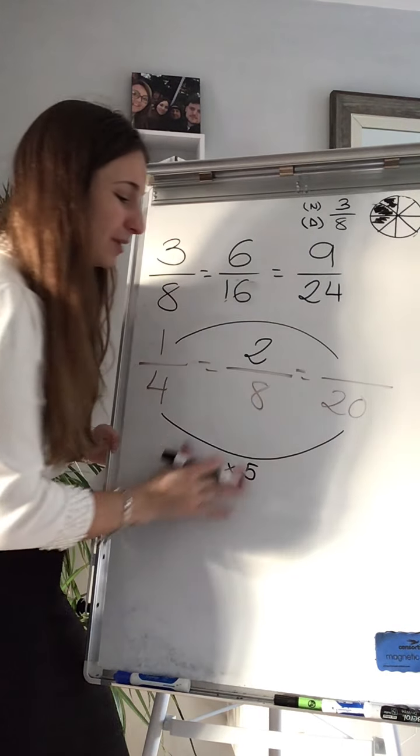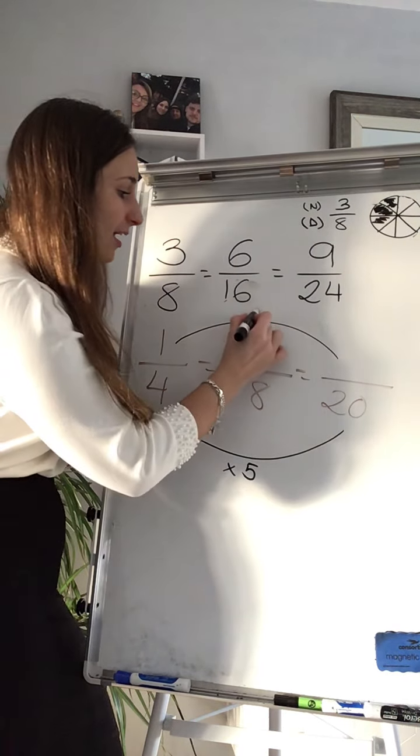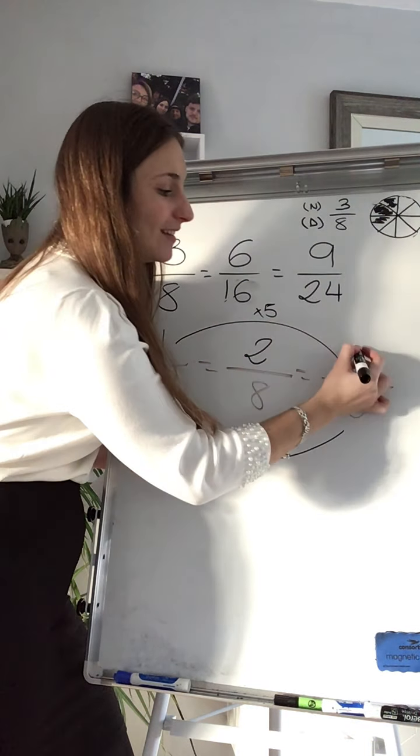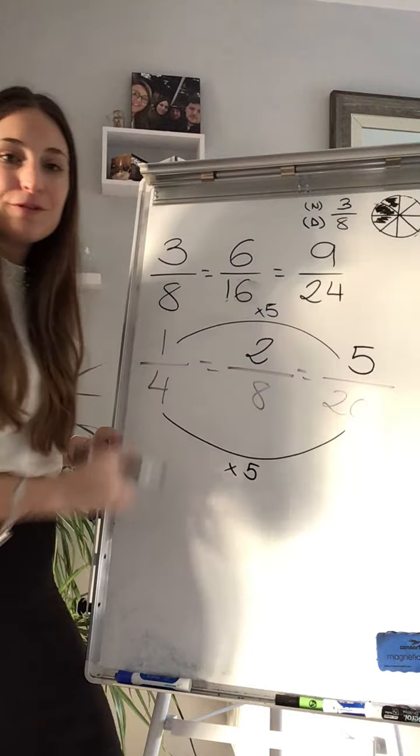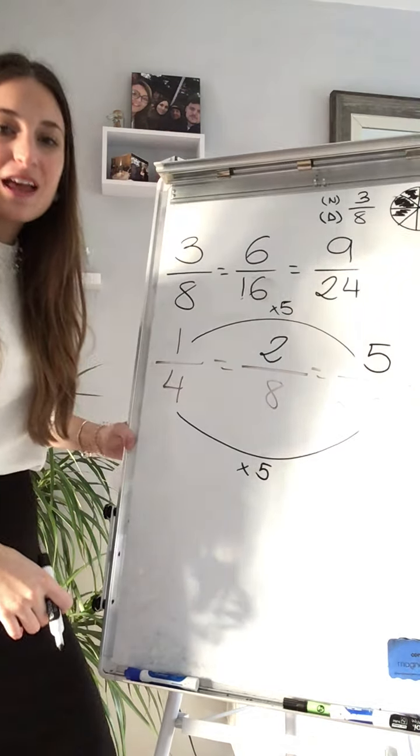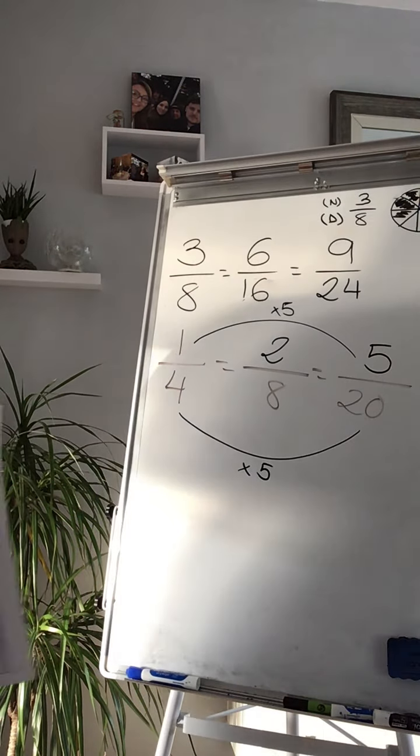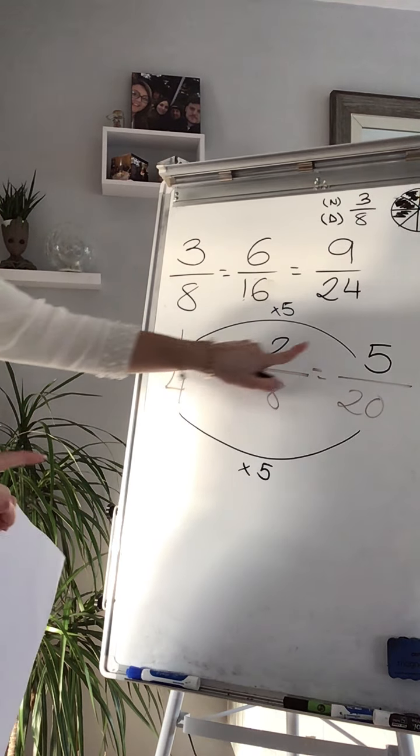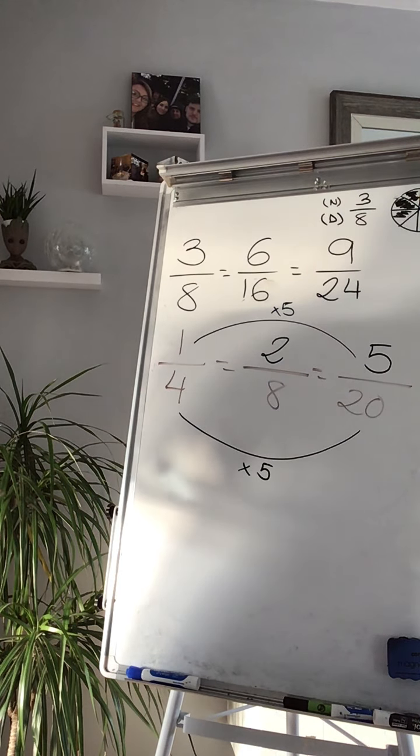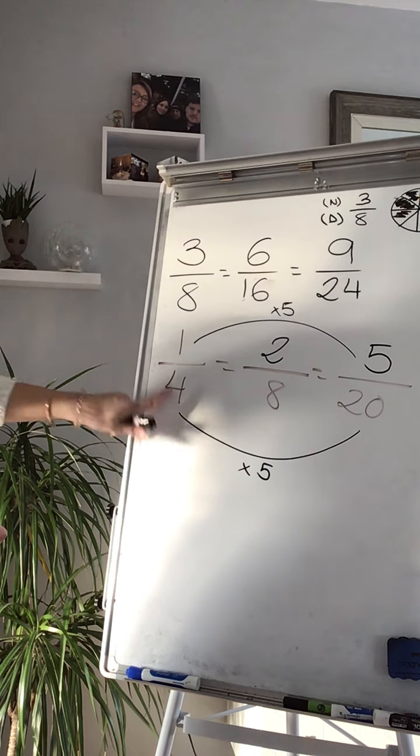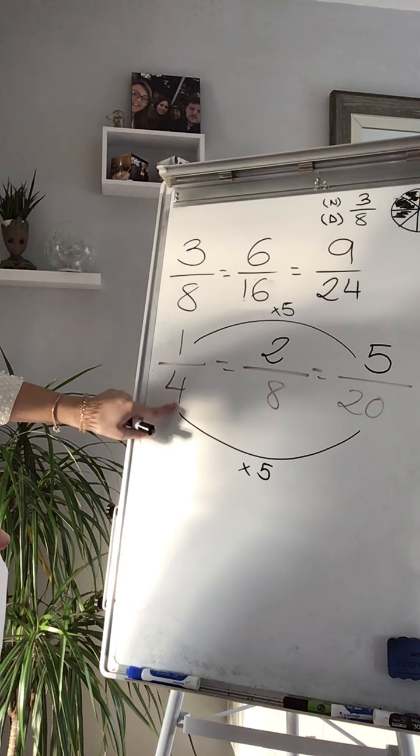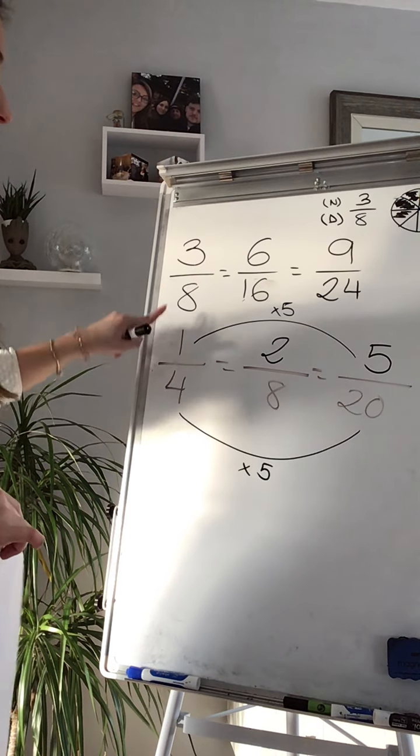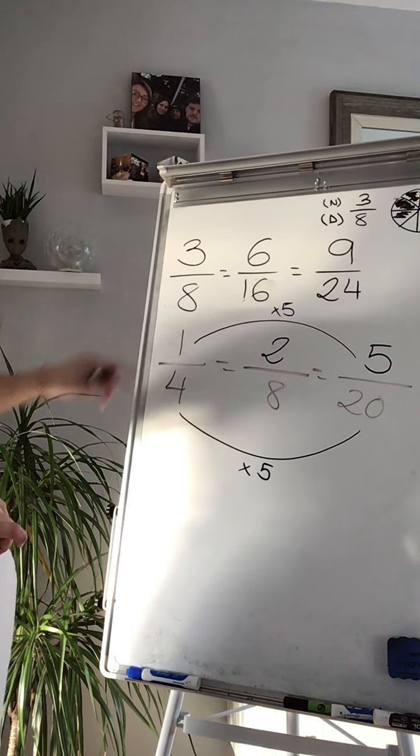I times my denominator by 5. I times then my numerator by 5. 1 times 5 is 5. Easy, isn't it? Quite simple. Let me move there so you can see it. So I have my numerators, they were missing. The only thing I had to do is work out what I need to times my denominator by to get this number so I can do the same to my numerator.